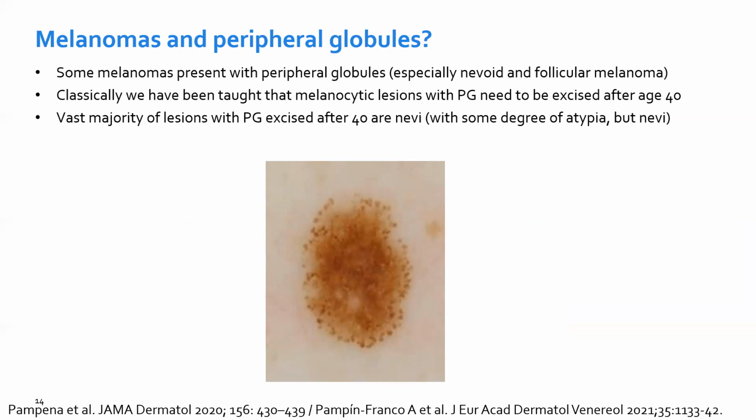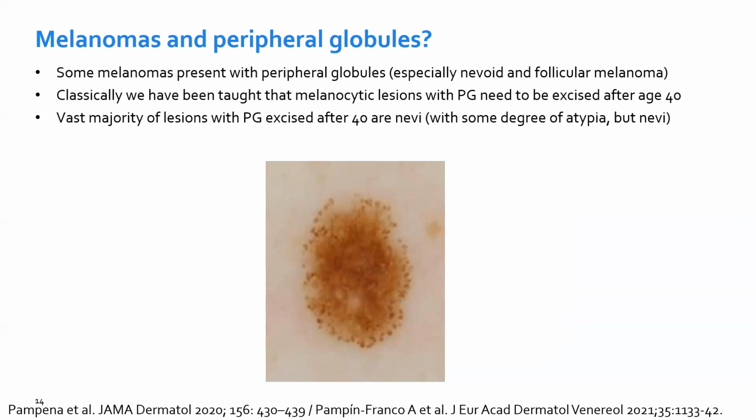We know that some melanomas actually can present with peripheral globules, especially melanomas of the nevoid or follicular type. And that's why we have been classically taught that lesions after the age of 40 that present with peripheral globules need to be excised in order to exclude a melanoma. However, we also know that the vast majority of lesions with peripheral globules excised after 40 are nevi. It's true that some of them may have some degree of atypia, but they're still nevi.